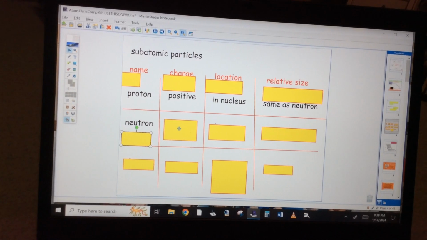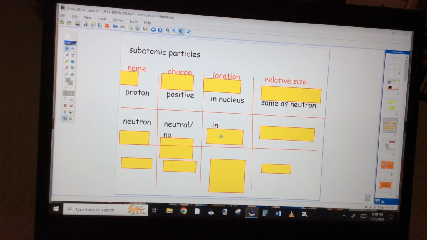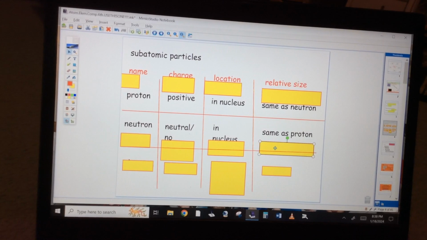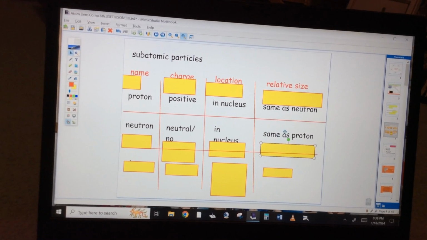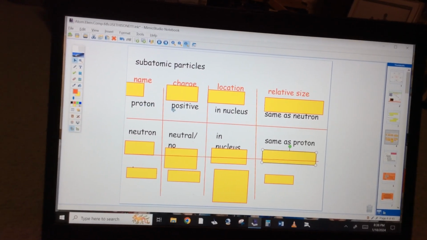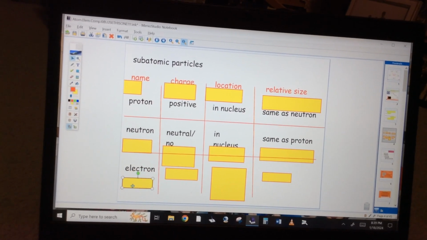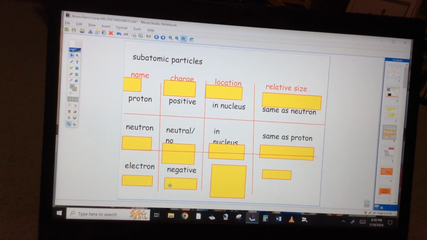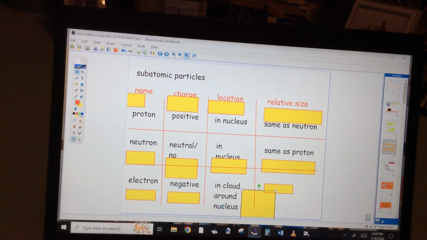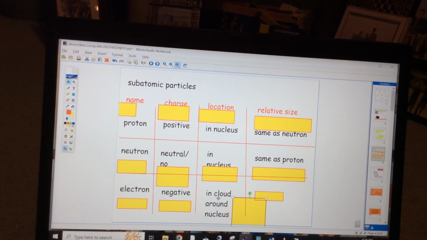This, of course, then is the neutron. It's neutral, right? Neutron is neutral or no charge. It's also in the nucleus, and it is the same size as the proton. So there you see, same size, same location, different charges. Proton positive, neutron neutral. And then the one that's really mad, you could remember, electron. It's negative, and then the locations you could describe in the cloud, around the nucleus, outside the nucleus, in the shell, all of that. I didn't have room to put it there.